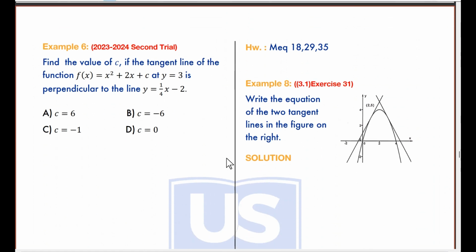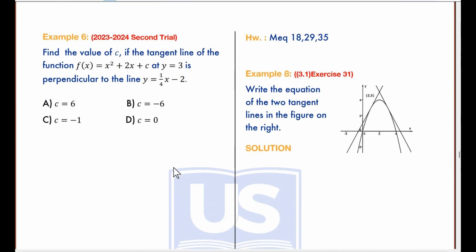Okay, let's take a look at a ministry exam question. 2024 second attempt ministry question. Find the value of c if the tangent line at y equals 3 is perpendicular to this line. Okay, this question also looks complicated. Let's try to understand. So we are looking for c, where the tangent line at y equals 3 is perpendicular.